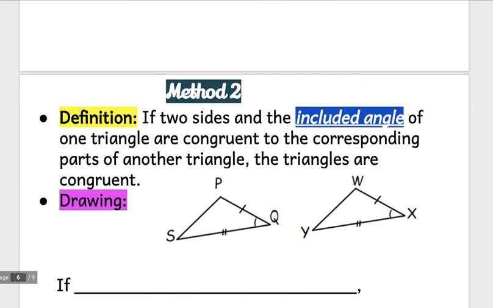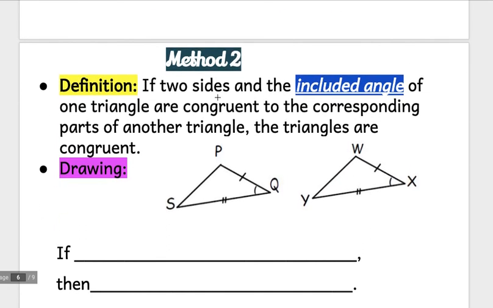Method 2. Method 2 says if two sides, this time we only use two sides, and the included angle of one triangle are congruent to the corresponding parts of another, then the triangles are congruent. Let's see what that means. If one side is congruent, the other side is also congruent, and the included angle is also congruent, then these two triangles are congruent.